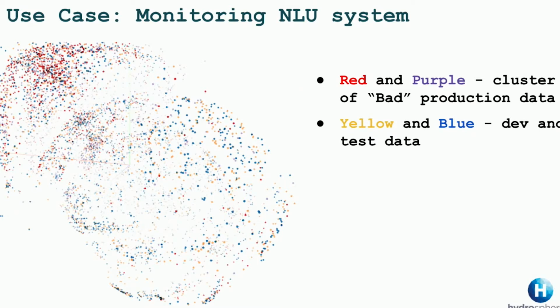You can see here that you can distinguish the cluster of bad data from the yellow and blue clusters of development and test data here.